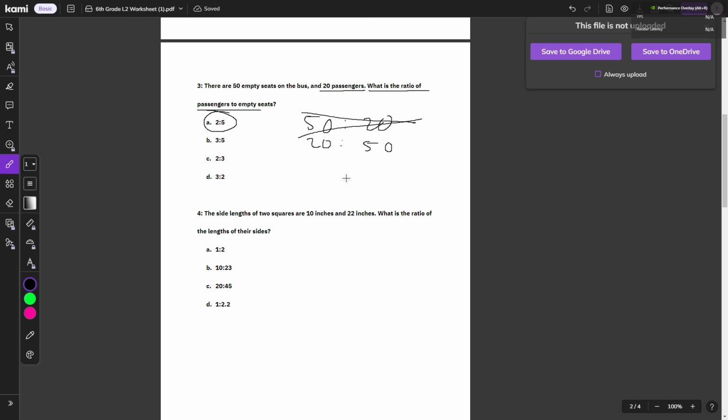This is incorrect. Second of all, if we were to change 20 to 50 to 2 to 5, we'd have to divide both sides by 10. And you could see that if we divide both sides by 10, it equals 2 to 5. Boom, that's the correct answer.